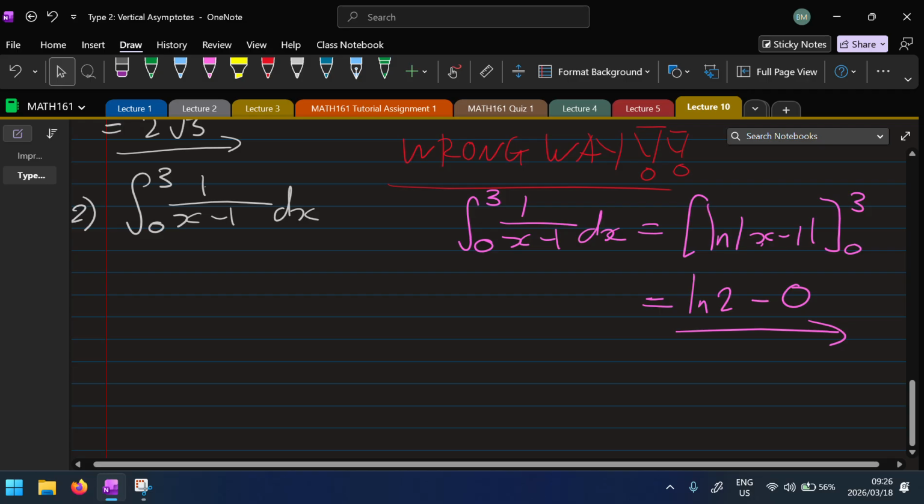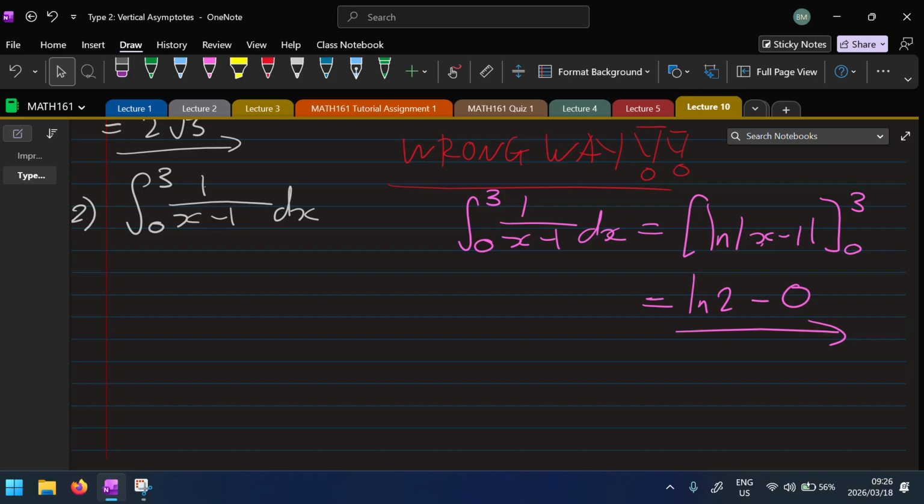So 1 over x minus 1 on the interval from 0 to 3. That bottom part has an asymptote, right? Where's the asymptote? If we look at the bottom part. At 1. So from 0 to 3, that includes 1, which means it includes the asymptote. So if we draw this picture here, draw the picture.